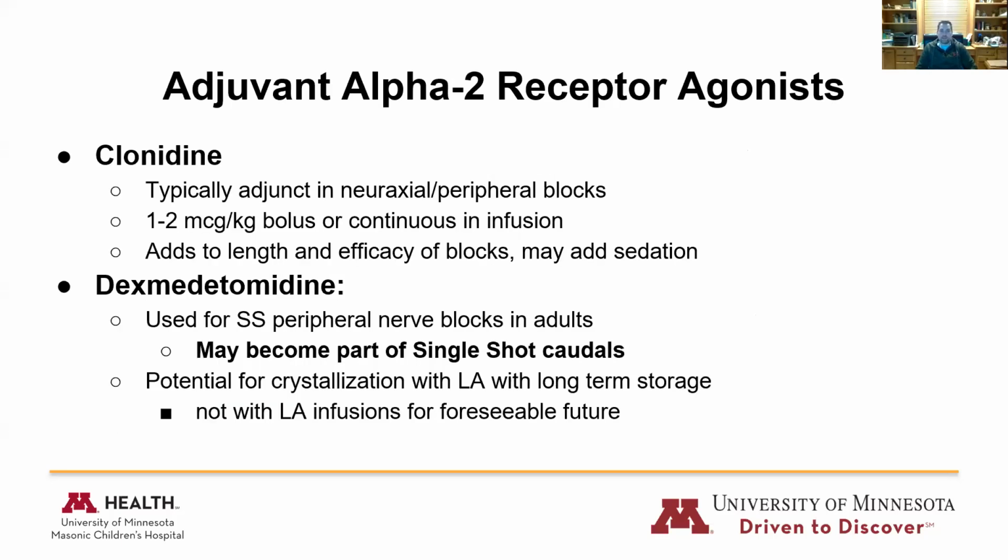We may combine the local anesthetics with alpha-2 receptor agonists such as clonidine and dexmedetomidine. Clonidine is commonly used as an adjunct in continuous infusions. Dexmedetomidine is getting more and more popular, specifically in single shots, and we may use it in caudal epidurals as well as single shots. The one issue with it is a potential for crystallization when it's mixed with local anesthetics if you store it long. And so typically we don't use it in infusions at this point in time, just because those syringes might be in there for 48, 72 hours continuously infusing, and there are some concerns for crystallization with those.